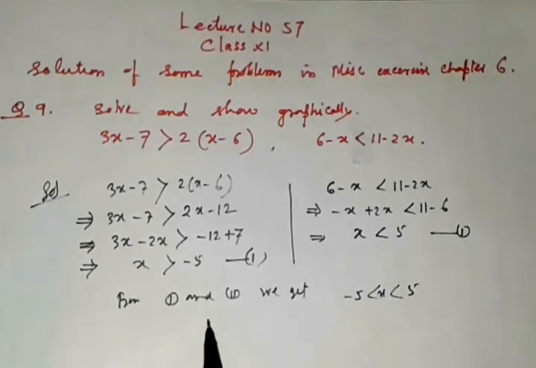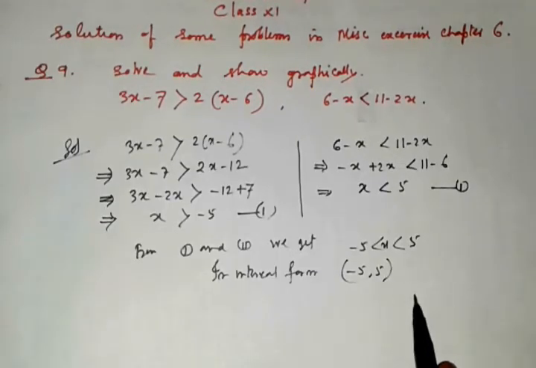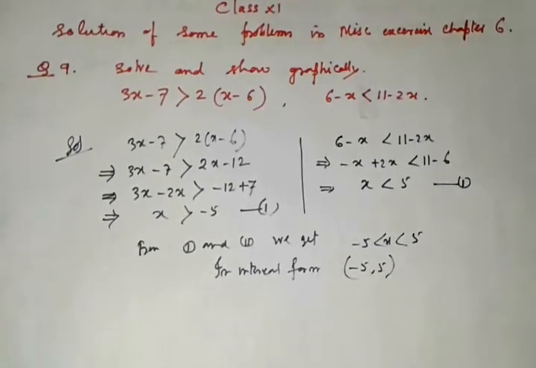In interval form, it can be written as (minus 5, 5). There is a first bracket. This is an open interval.